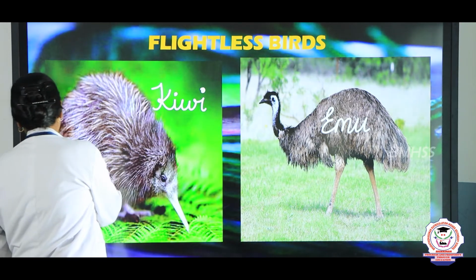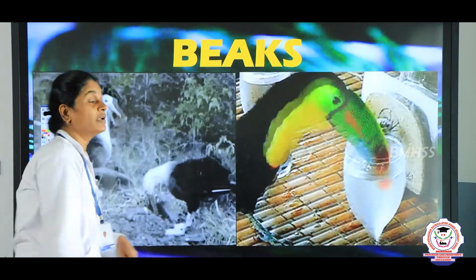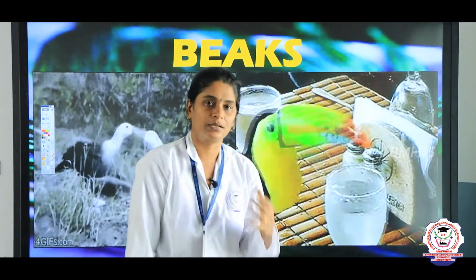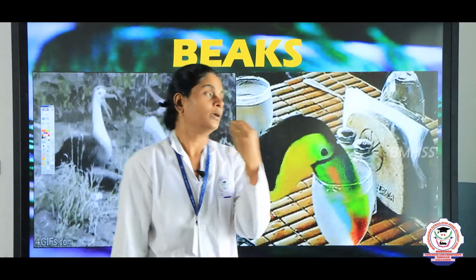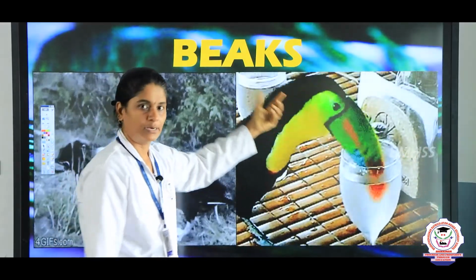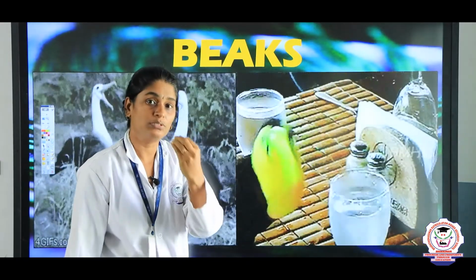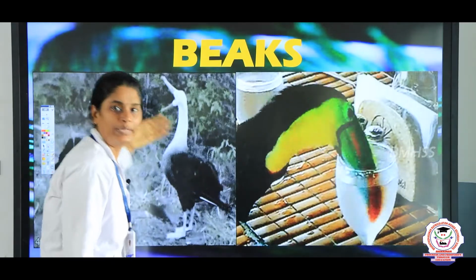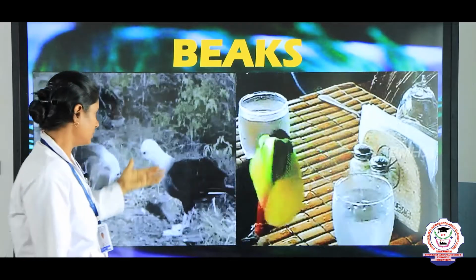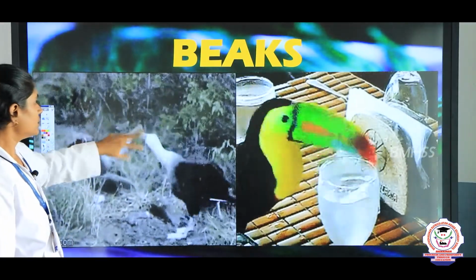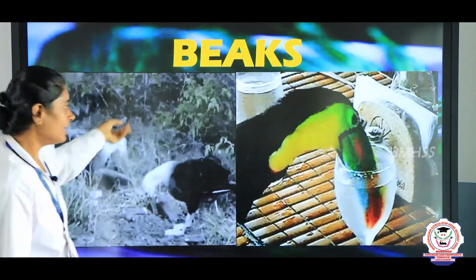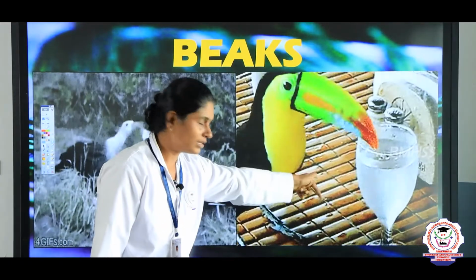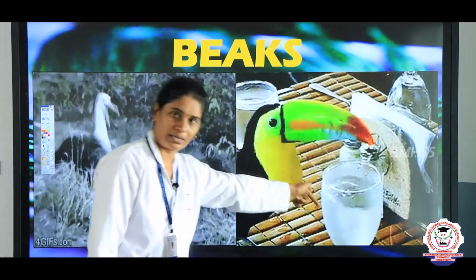So now let's see the next one. Next we are going to discuss beaks. Beak, they will say in Tamil, right? The birds use the beak to drink water, to eat, and to fight with the other birds. So we can see here the birds are using the beak to fight, and also a bird using the beak to drink water, right?